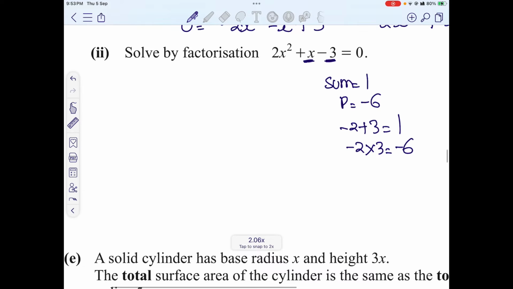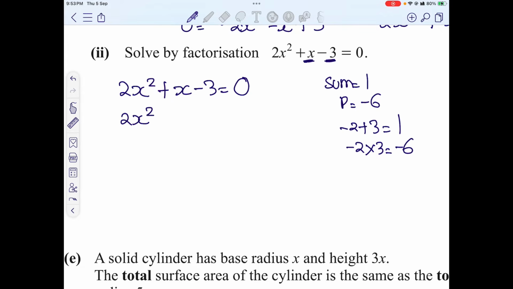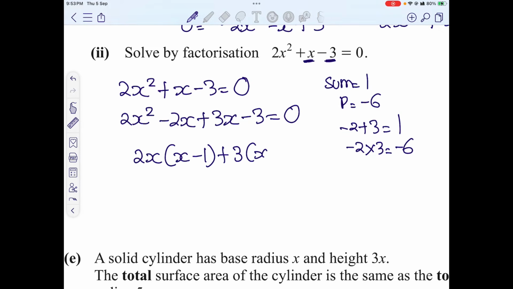So the expression 2x squared plus x minus 3 is equal to 0. I can write this as 2x squared minus 2x plus 3x minus 3 is equal to 0, because negative 2 plus 3 would still be x. Then I can take 2x common from here, so 2x times x minus 1, plus if I take 3 common here, then it will be x minus 1 as well. Then I will simply say 2x plus 3 and x minus 1.